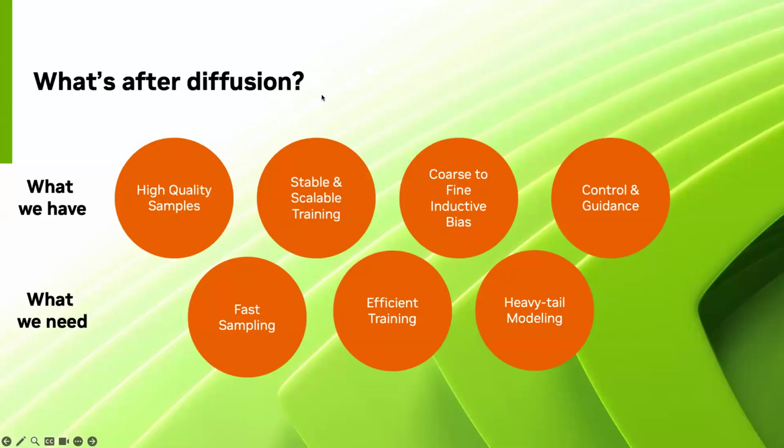So yeah, this brings me to the final slide. I think if we think about what's after diffusion, whatever it is, it needs to keep what we have already, which is high quality sample generation, stable training, coarse to fine, maybe inductive bias for the image and visual domain, and control and guidance. But it also needs to give us what we are missing, which is something like fast sampling, efficient training, as well as being able to model the training data distribution well. So if you have ideas how to tackle this, I would say, keep going and share some ideas.